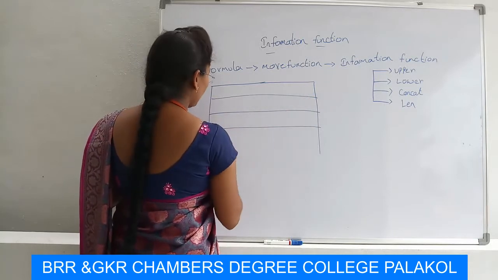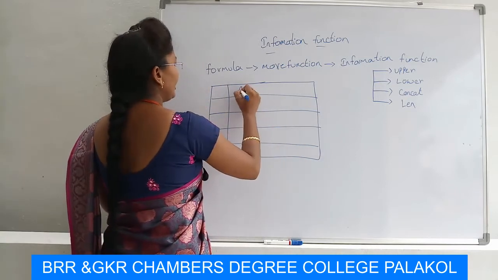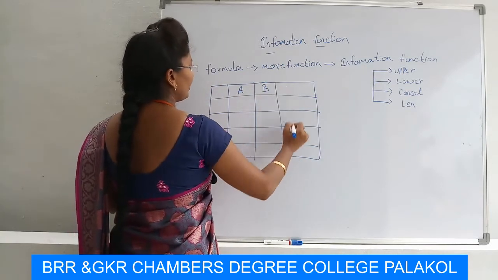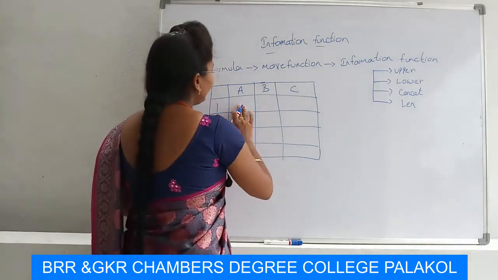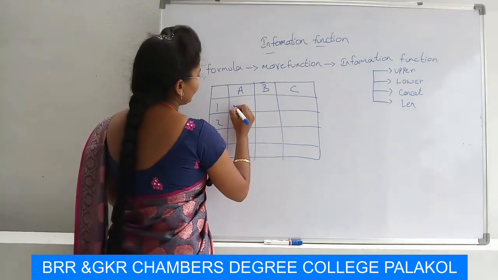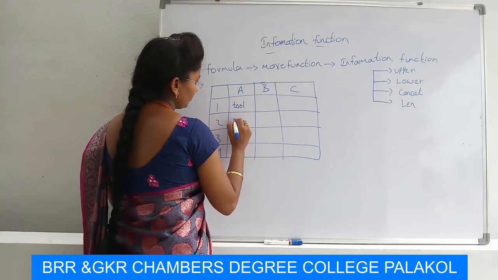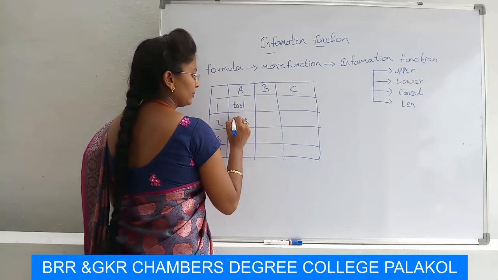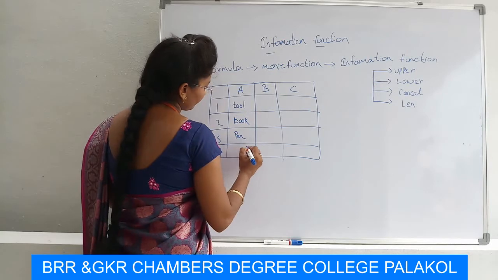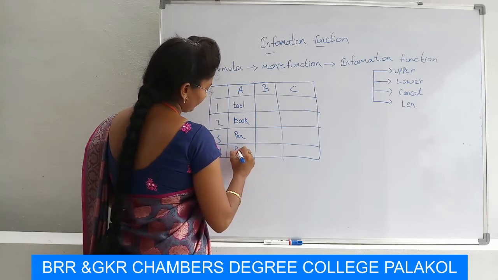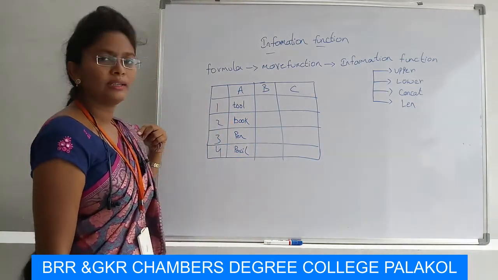This is a column. Here I am entering the data as columns A, B and C, and 1, 2, 3, 4 as rows. And then in the A1 cell I am entering the text as tool, book, pen, and then pencil. Just I entered the data in the Excel sheet.